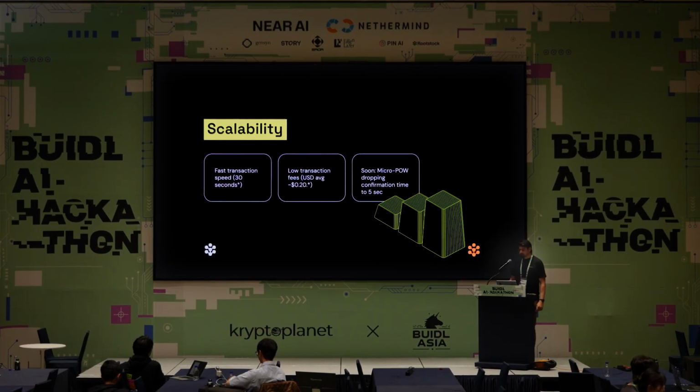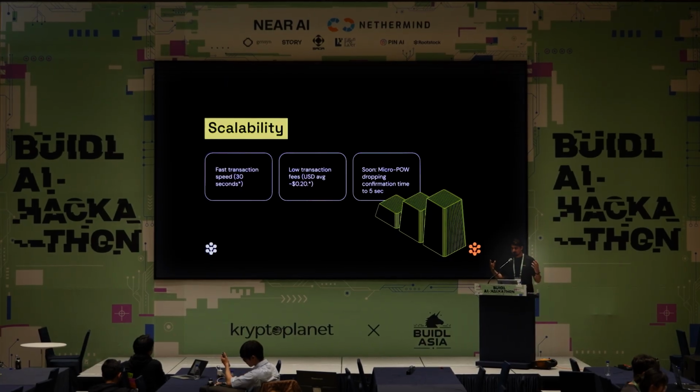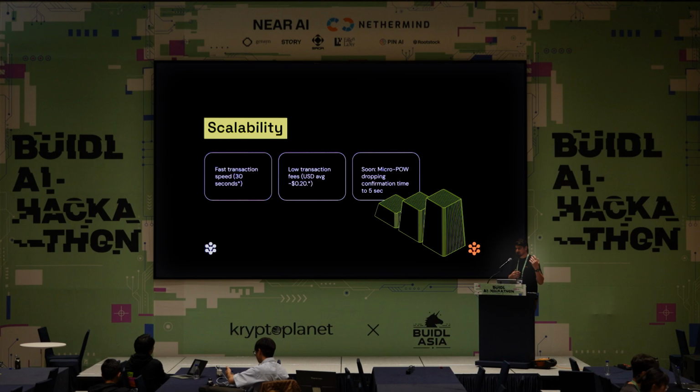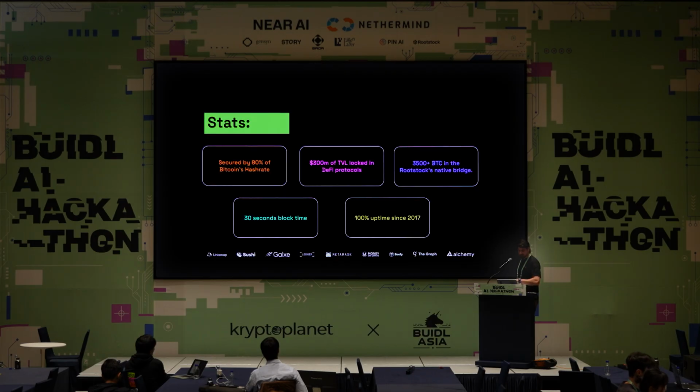Then the scalability. We have a fast transaction speed of 30 seconds. Think about it as a layer 1, so it's pretty fast, especially if you compare it to Bitcoin. And very low transaction fees. Also, our team is working on reducing that block time to 5 seconds, which is going to be really, really fast and convenient for everyone.